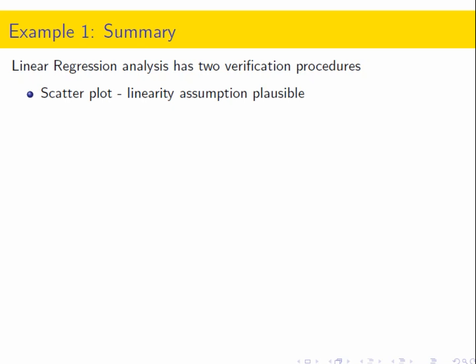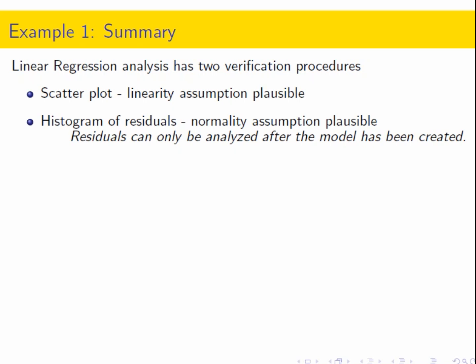Okay, just to summarize, that was a lot, but let's talk about the stages. The first step of the verification is to check the linearity, which means we scan a scatter plot to see if that idea is plausible. We can create a histogram of residuals. That's our second verification procedure that we need to run, but we can't do that until we have the line of best fit. In other words, we have to create the linear model first before we can assess how well the residuals fit the normality assumption. So we're going to have to wait on that.